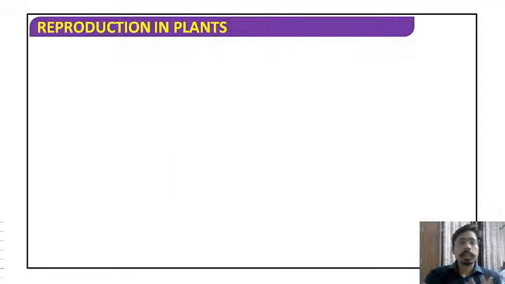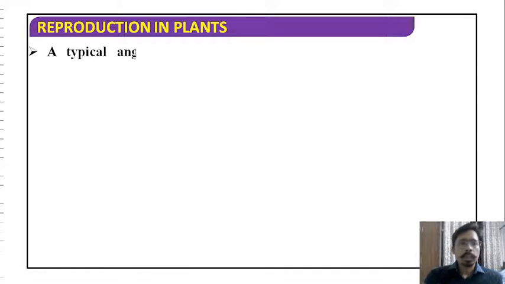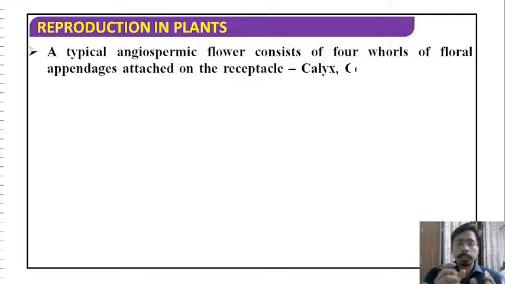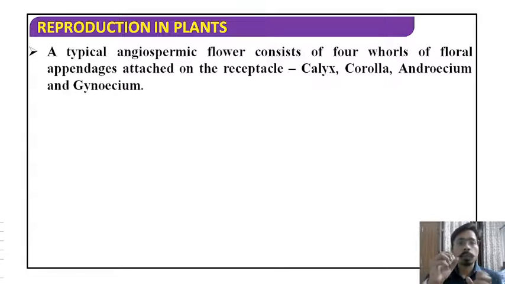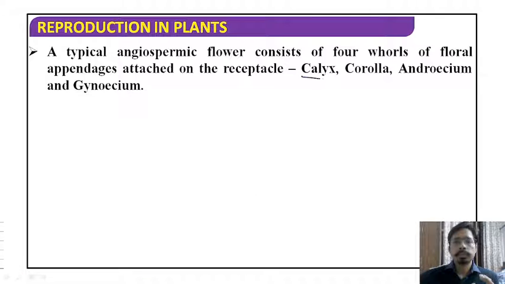In the case of a flowering plant, we have a flower, which is a structure, we can say a sexual part of the plant. A typical angiospermic flower has four structures. The first is called calyx, the second is corolla, the third is androecium, and the fourth is gynoecium.